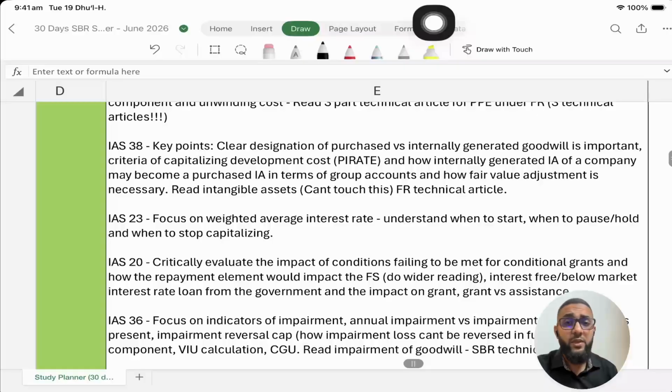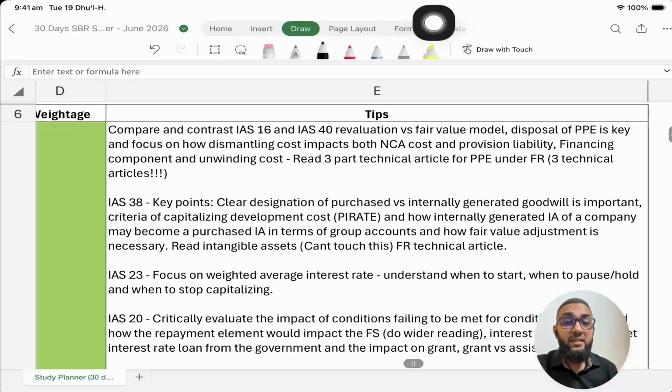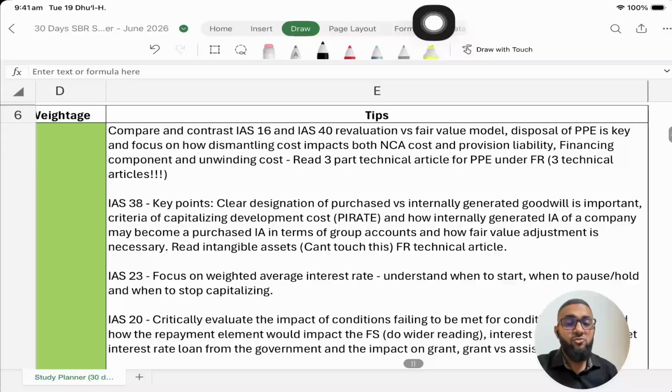Now, on very first day where we are looking at the non-current asset standards, there are certain tips I would like to give you relevant to those standards. Tip number one is you need to be in a position to compare and contrast IAS 16 and IAS 40 revaluation model versus the fair value model. Because IAS 16, the property, plant, and equipment, allows the choice of policy for subsequent measurement, either using cost model or revaluation model. Likewise, IAS 40 also allows a choice of policy, whether cost or fair value model. Now, here you will have to know what is the difference between IAS 16's revaluation model and IAS 40's fair value model. How are these two different from each other?